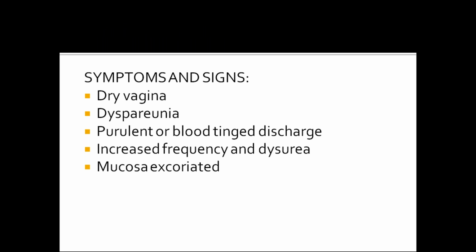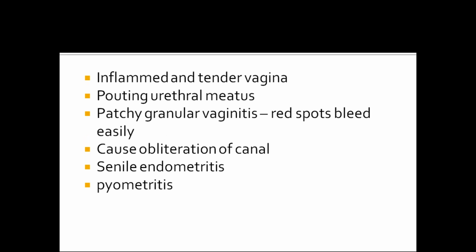What are the symptoms? The patient will complain of a dry vagina, as no mucus is secreted, and there is dyspareunia because of that. There will be purulent, blood-tinged discharge and increased frequency of dysuria. The mucosa will be excoriated and sometimes tender, there will be a pouting urethral meatus, and there will be patchy granular vaginitis with red spots which bleed easily on touch.